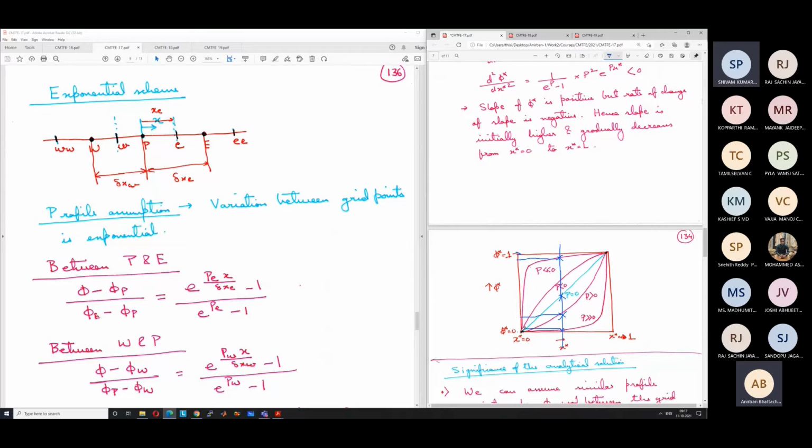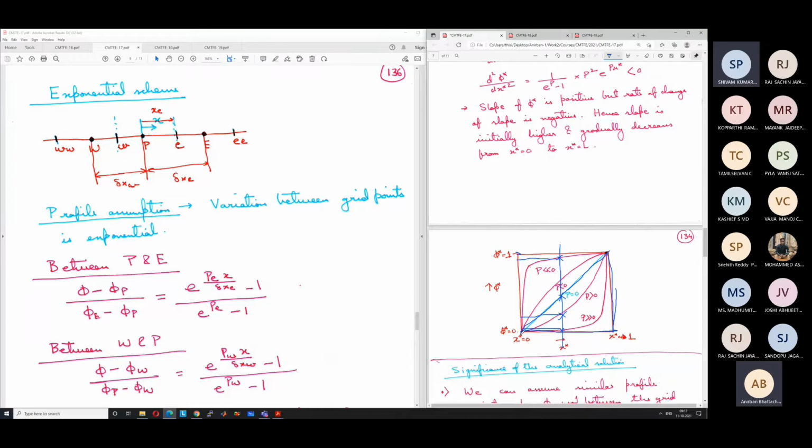Not clear, means there is a straight line and then there is a jump. Okay, for positive flow direction. For negative flow direction, we have assumed this one. This is for upwind scheme. You just think about it later. Okay, this is what we had assumed.